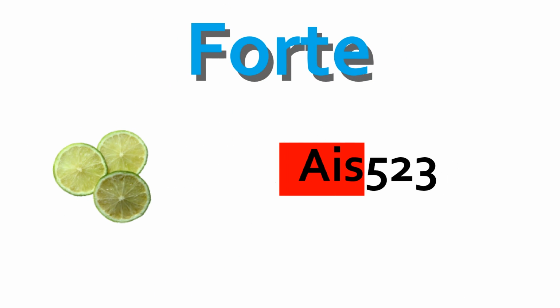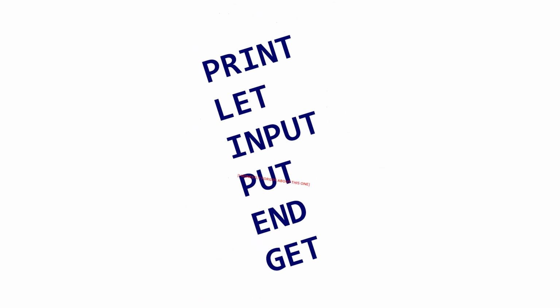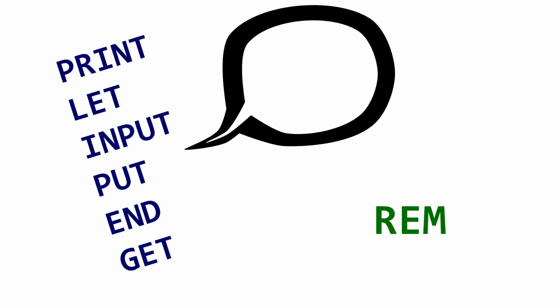Forte was created by a user of the Esolang wiki who goes by the name AIS523. Its syntax is quite similar to BASIC. Forte has 6 commands. Well, 7 if you count REM, which precedes a comment, but I don't since it does literally nothing. Each line begins with a line number. What follows is a single command. If you want more than one command on the line, you separate them with colons. This simple program prints hello world to the screen.